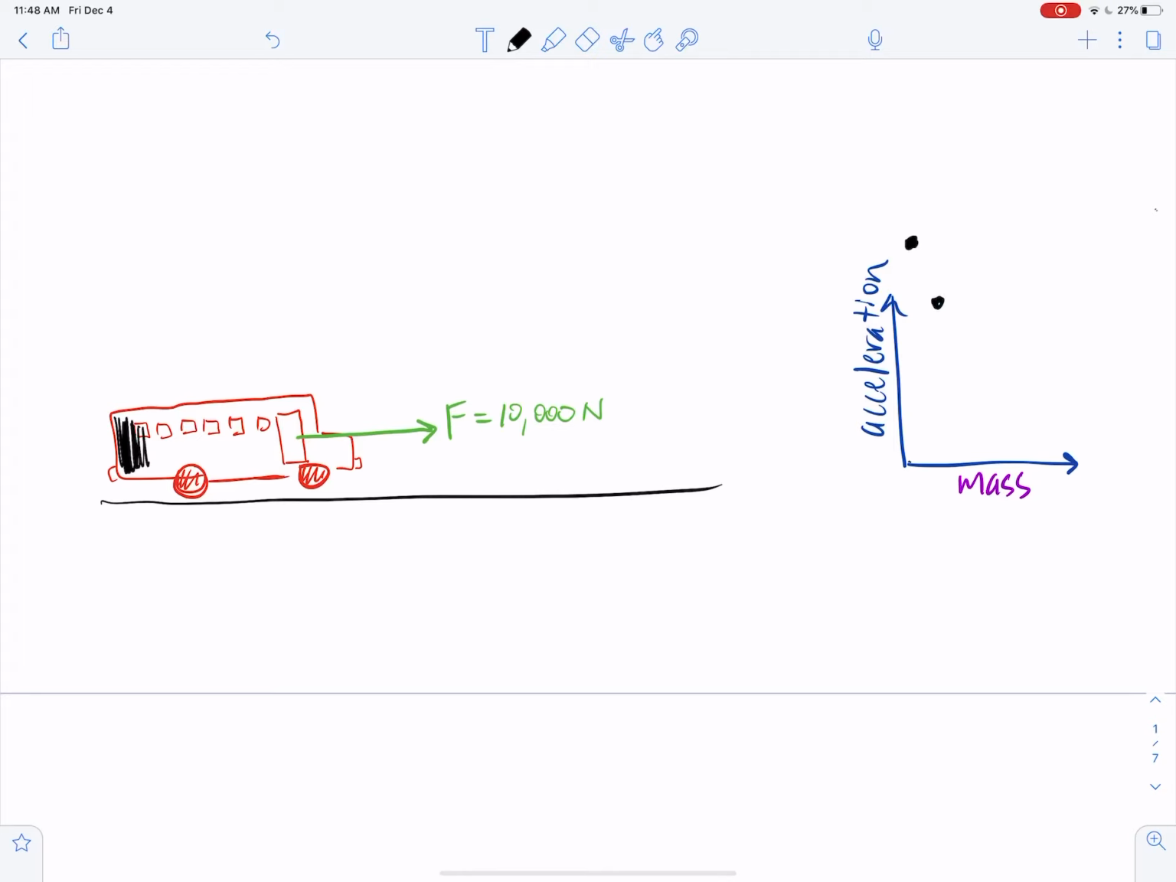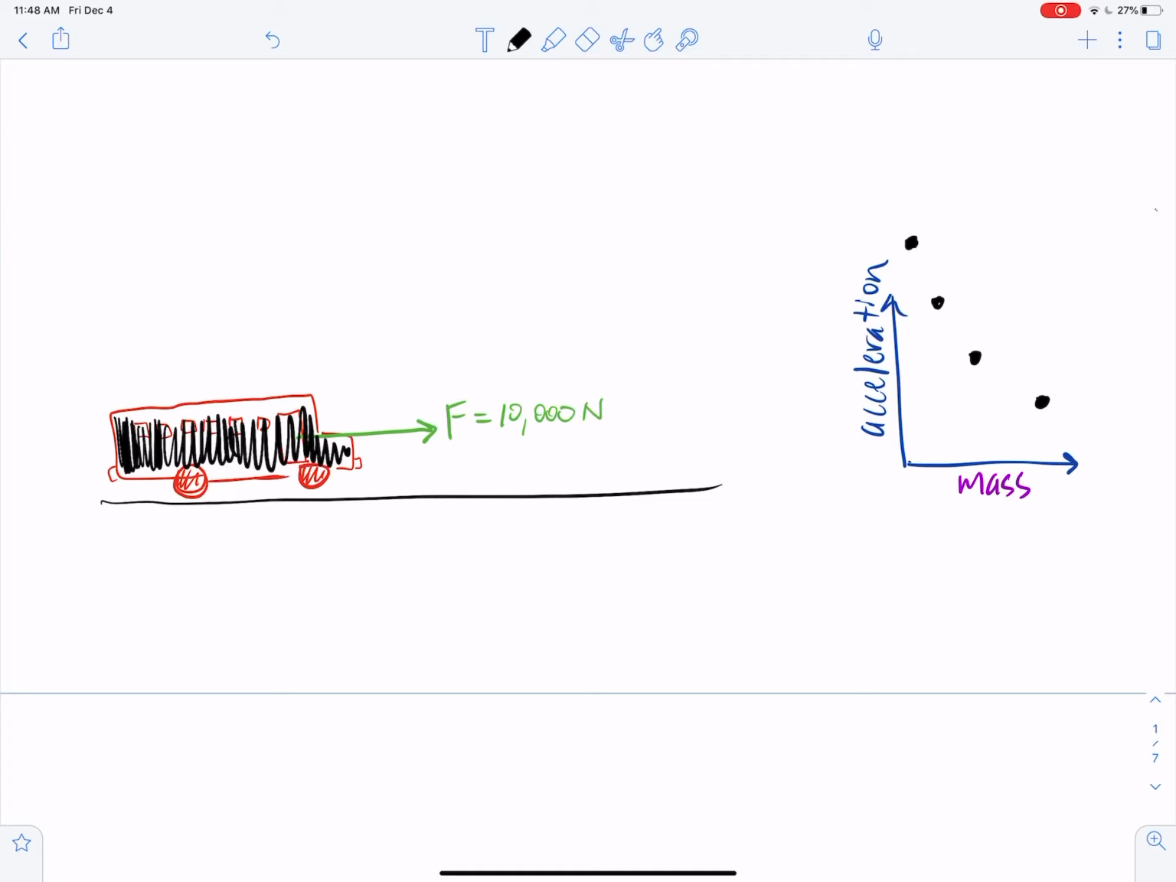And then I fill up the bus with a little bit more mass. And I measure the bus's ability to accelerate now. Same force, but my acceleration is going to drop. And I keep filling it up, right? More mass, less acceleration. And then I fill it all the way up, put all the kids on the bus, and I would notice that the acceleration would be quite small.